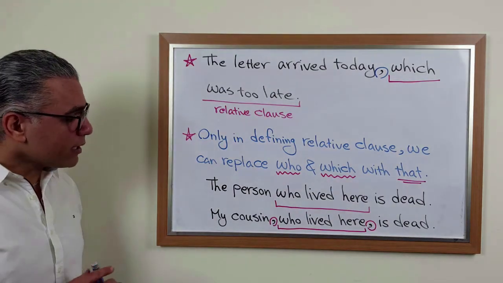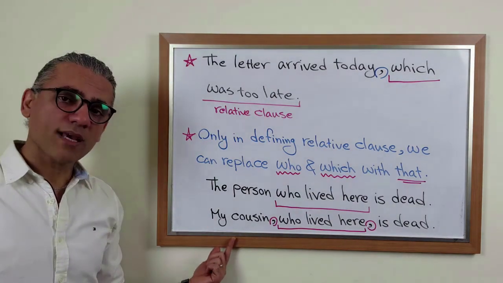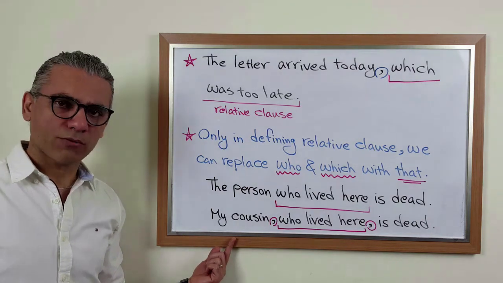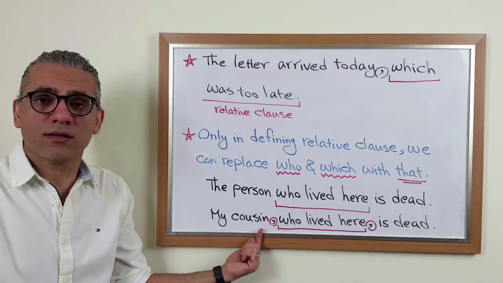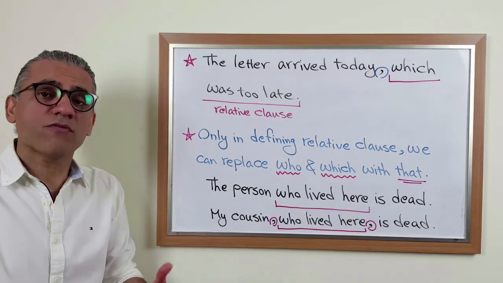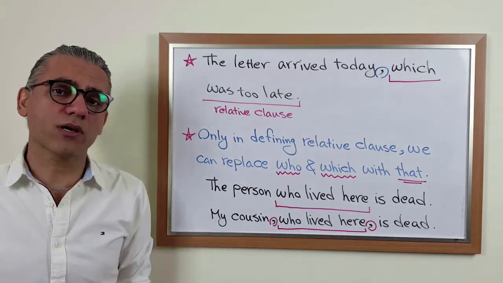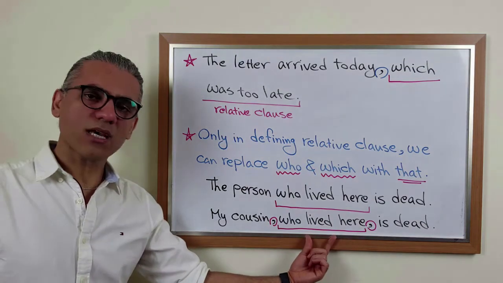And another one, look, one example with a non-defining relative clause. My cousin, because when I say my cousin, it means I have given the essential information about the person I'm talking about. So this is giving extra information.